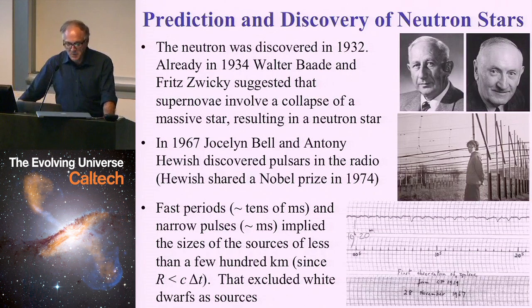Now, that was pretty much untestable for a while. And then with the birth of radio astronomy, a graduate student by the name of Jocelyn Bell was doing her thesis in Cambridge, and she used a radio telescope that looks like this.